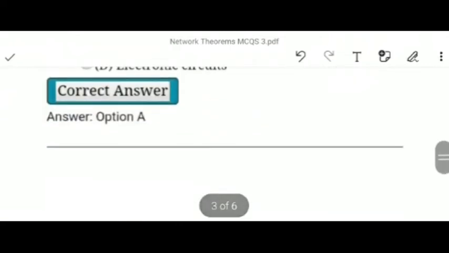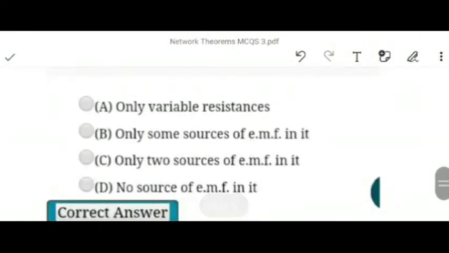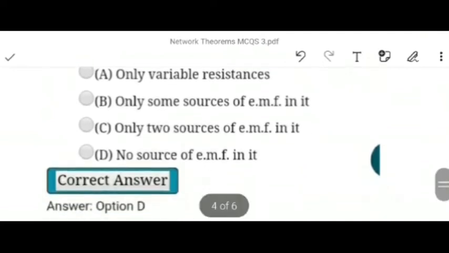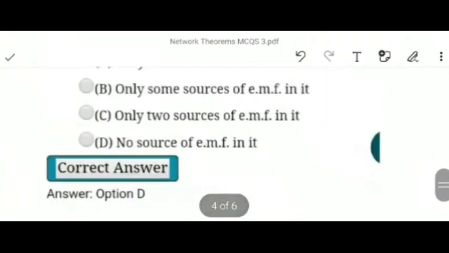Now moving towards the sixth question. A passive network is one which contains. Options are only variable resistances, only some sources of EMF in it, only two sources of EMF in it, no source of EMF in it. So we should know that a passive network is one in which no source of EMF is used. Like this is dead, meaning this is an open circuit, no current is flowing through it. So here option D will be the correct answer.